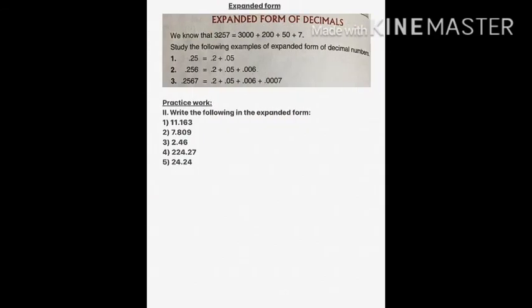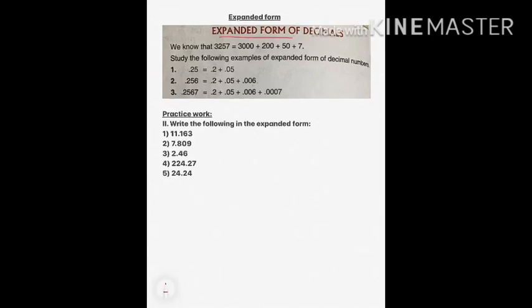Alright, so moving ahead with the next, expanded form of decimals. Now you know how to write an expanded form. Expanded form means each digit in a number is written with its place value. For example, we did it with whole numbers in the first chapter: 3257 is 3000 plus 200 plus 50 plus 7. But how to write it for decimals now? For decimals, you can simply put up the expanded form in decimals, or you can write it in fractions also. Two ways of writing. So here, first is 0.2. Second is, what is the place value of 5?